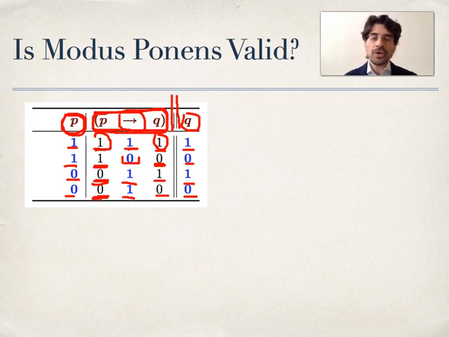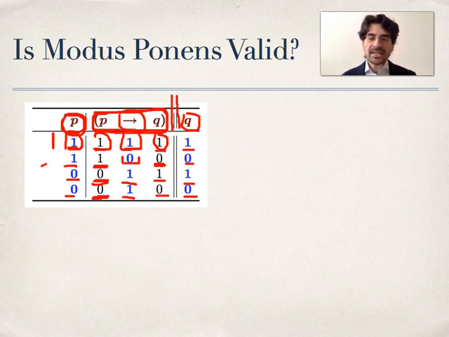What we want to know now is whether the argument, the argument pattern modus ponens, is valid. And remember that valid means that whenever the premises are true, the conclusion is always true. So we need to consider only the cases in which both premises are true. The case in which both premises are true is this first case here, because P is true, and then P implies Q is also true.